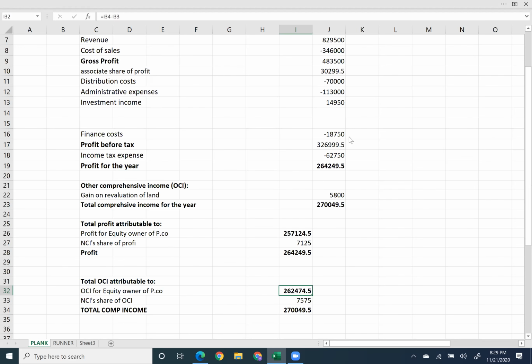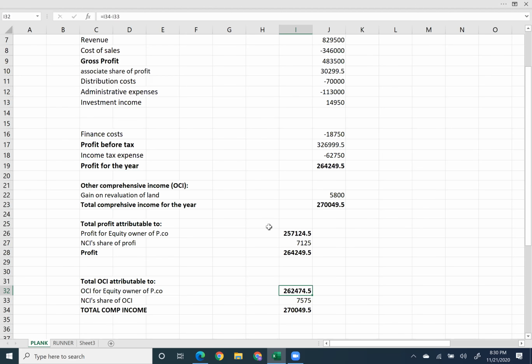Did you understand? No, we can't do either way. It's a must that you remove it from investment income, because it is already included in associate share of profit. This is not a choice, please. This is IFRS. It's like a law which you have to follow.